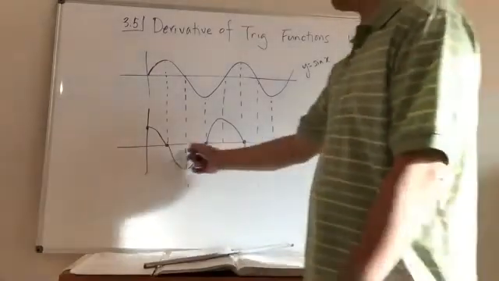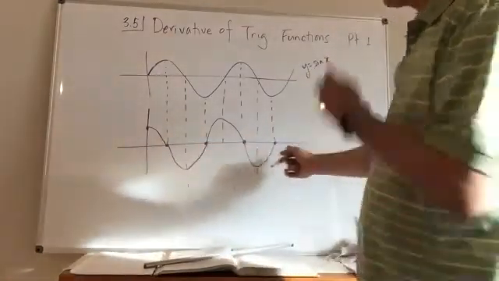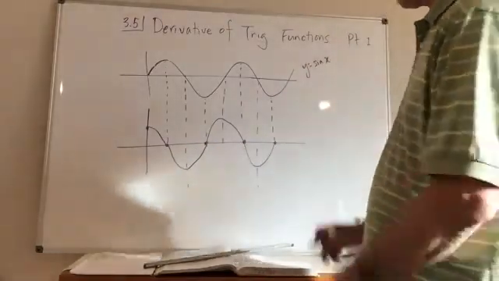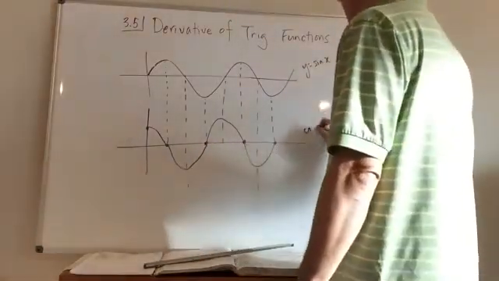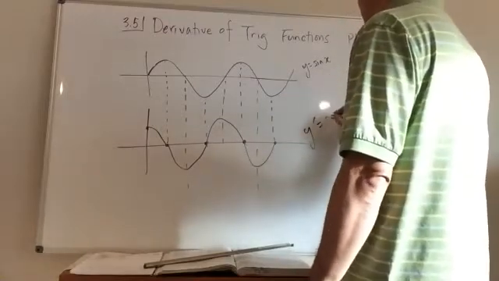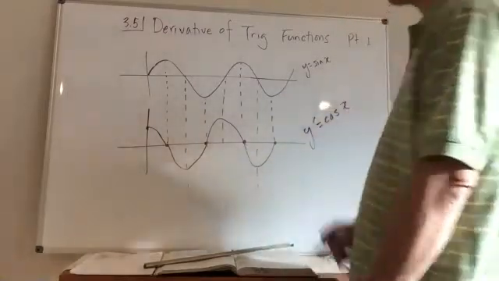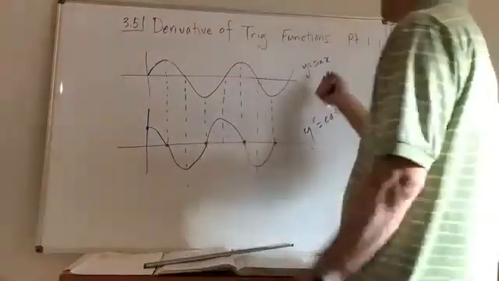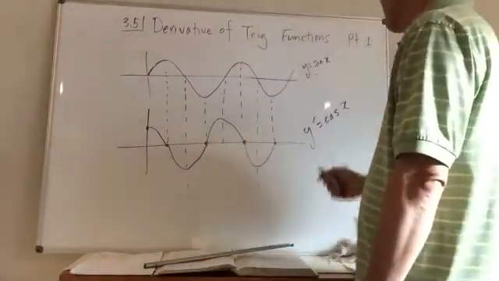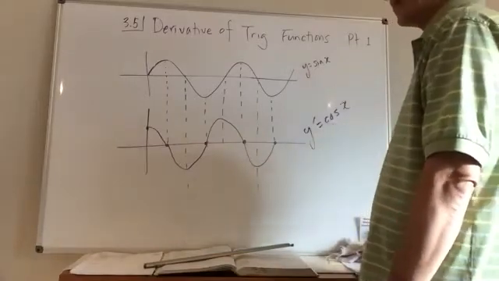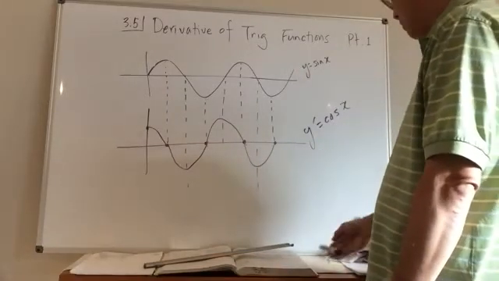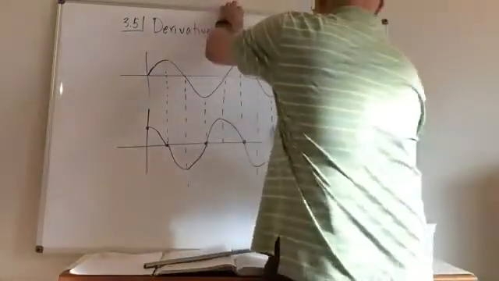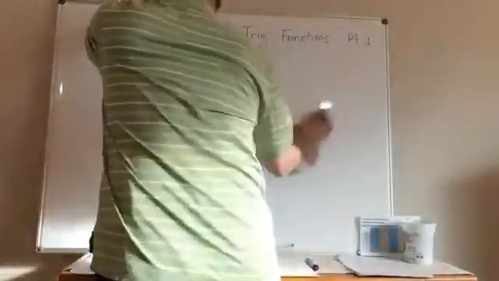So what does this graph look like down here? Cosine. So the y prime of this is going to be equal to cosine x. So we've graphically kind of proven that the derivative of sine x is cosine x. Okay? All right.